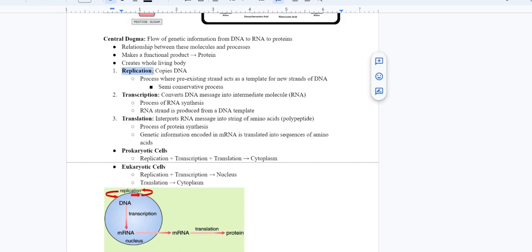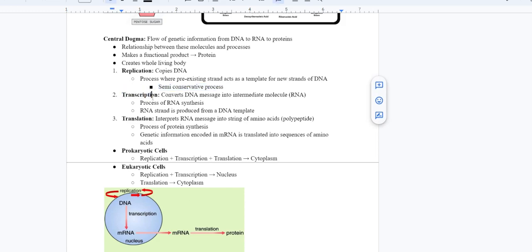So replication is DNA copying itself to make more DNA. It's a process where there's a pre-existing strand. So it means it was there before. And the before strand becomes a template in order to make a new strand of DNA. This is called a semi-conservative process, which means that in the DNA, one strand is old while the other one is newly made.